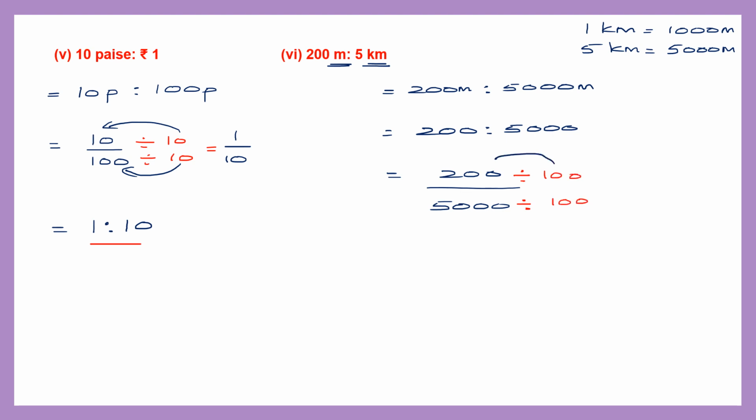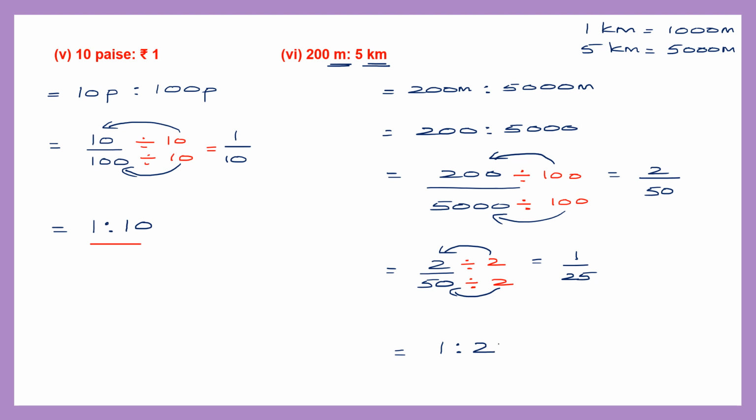100 into 2 is 200, isn't it? Now 100 into what is 5000? 100 into 50. So this is 2 by 50. Now can you see 2 by 50 can still be reduced to the lowest term. So let's write 2 by 50 and divide this once again by a common factor. And what is the common factor here? 2. 2 can divide both. So 2 into what is 2? 2 ones are 2 and 2 into 25 is 50. So our fraction is 1 by 25. So our ratio will be 1 is to 25. The answer here is 1 is to 25.